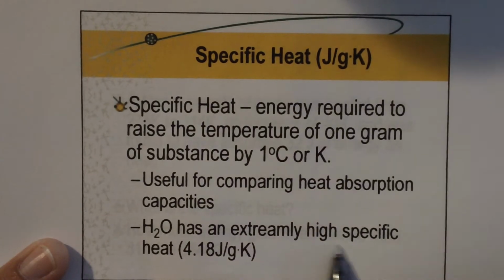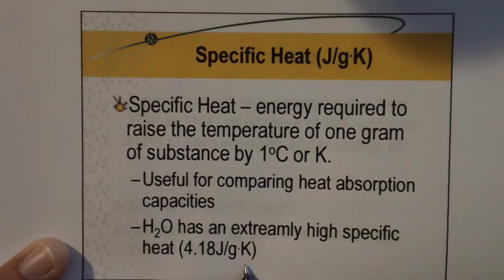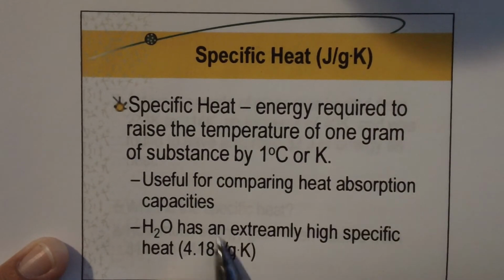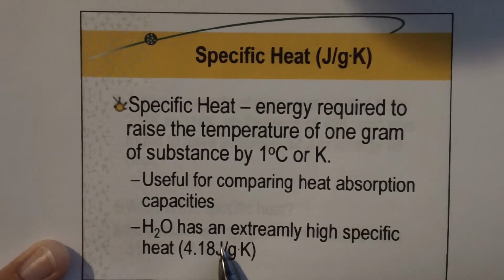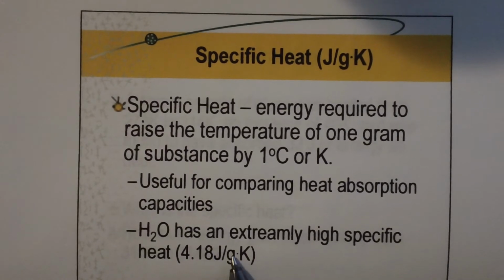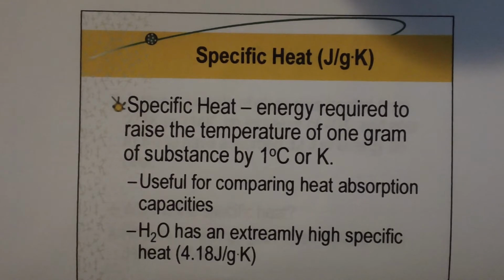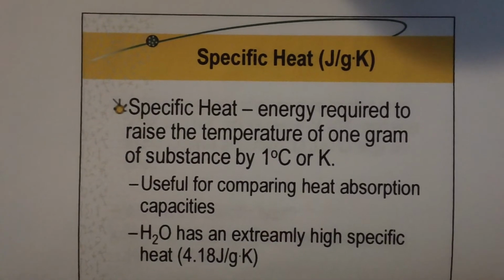Water has an extremely high specific heat of 4.18 joules per gram times Kelvin. There's that value we saw on the first slide, which is equal to 1 calorie. So 4.18 joules per gram Kelvin. That's how much energy it takes to increase the temperature of 1 gram, 1 degree Celsius or Kelvin, for water. To compare, iron's specific heat is less than 1. So it takes a lot more energy to heat up water than it does to heat up iron.